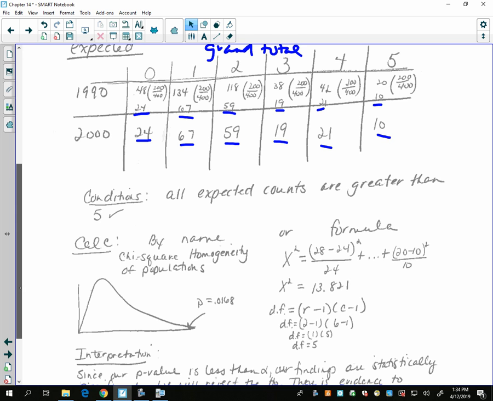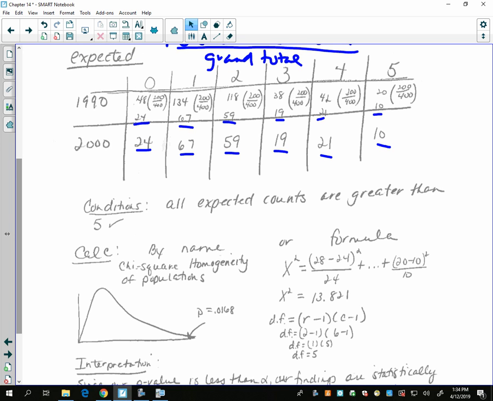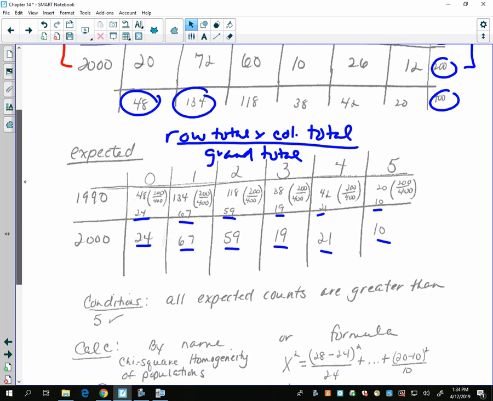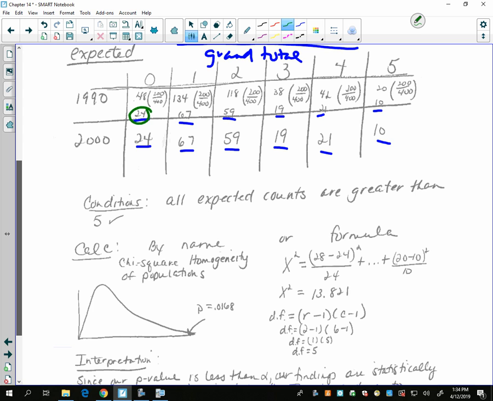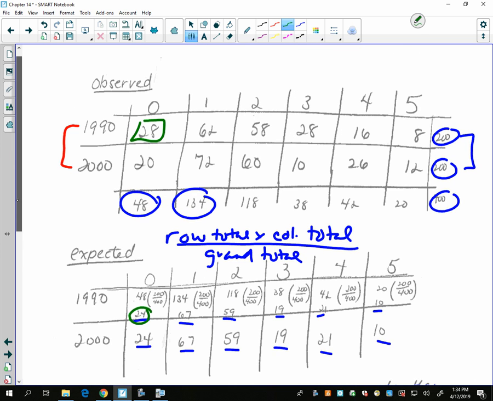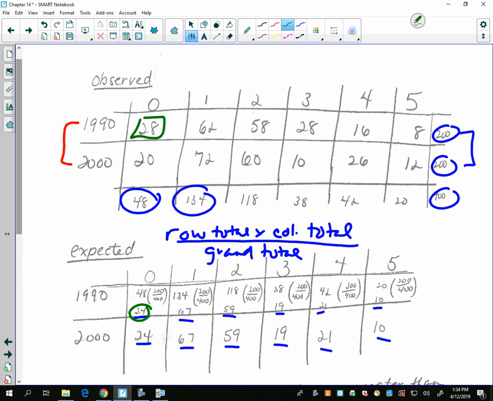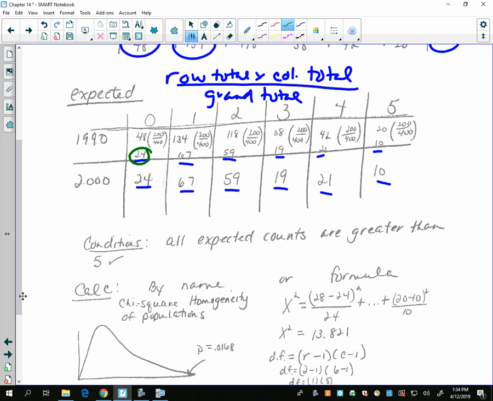So calculations by name or formula, you would have to identify this as the chi-square homogeneity. I have a really hard time with that word. Homogeneity of populations or formula. So the formula would just be the chi-square test statistic. So you're going to take your 28, subtract it from 24, and square it, divided by 24. And then you're going to do the first one and the last one. So the last one would be 20 minus 10. Subtract those, square it, and divide it by 10.